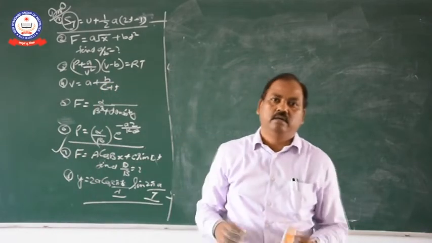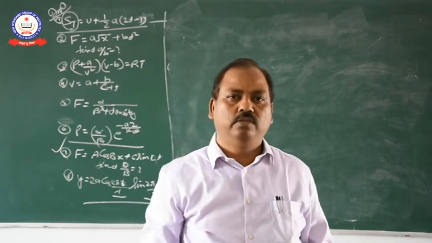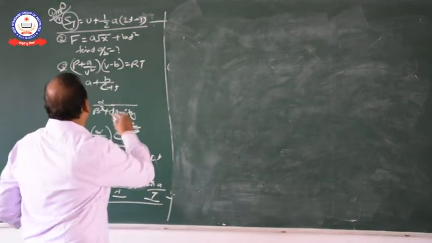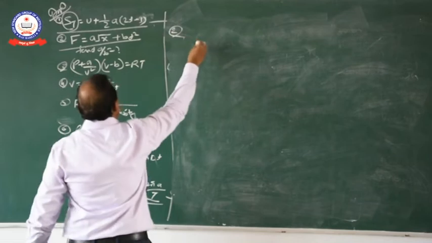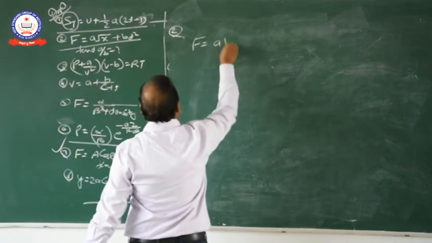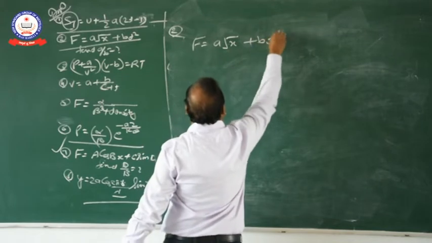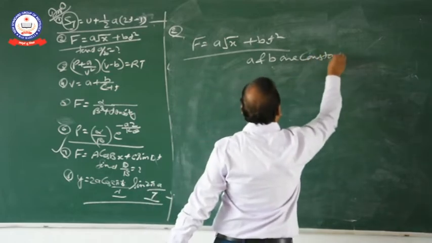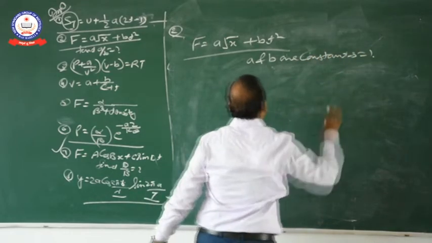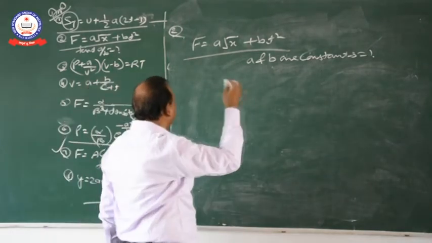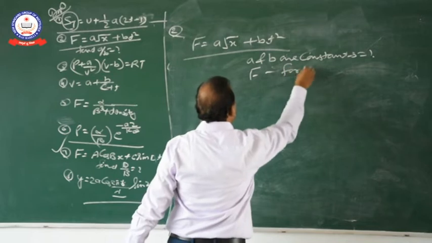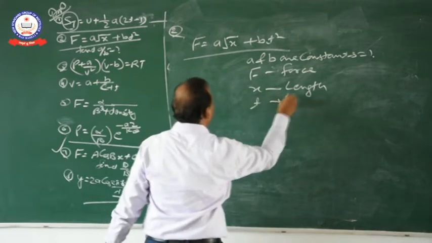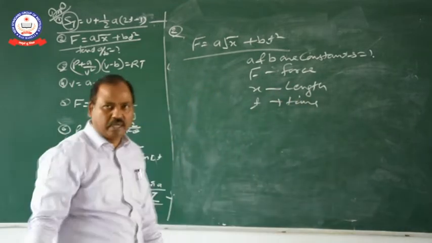Find out the dimensions of the constants present in the formula. Second question: F is equal to a root x plus bt², where a and b are constants. You have to calculate their dimensional formulas, where F is force, x is length, t is time.